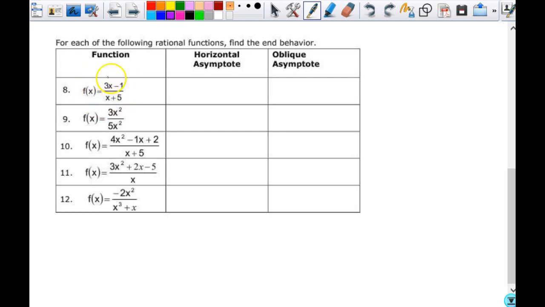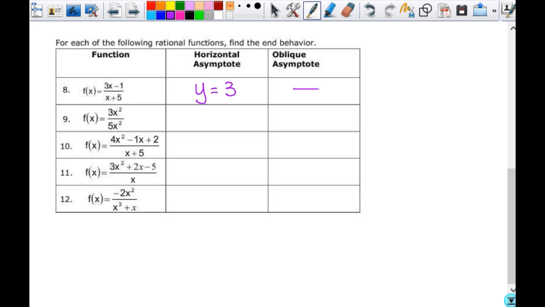So number 8, I can't really factor it anymore. They are tied in degree, numerator and denominator, which means I just take the ratio of the leading coefficients to get my horizontal asymptote. So it is y equals 3. If I have a horizontal asymptote, I cannot have an oblique asymptote.